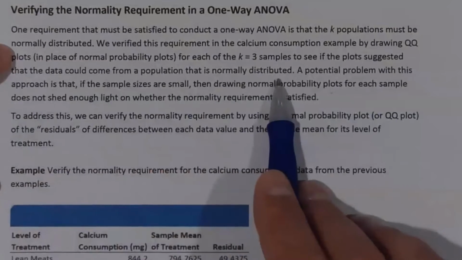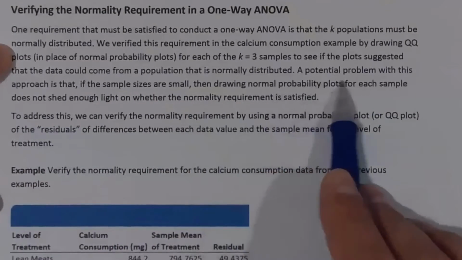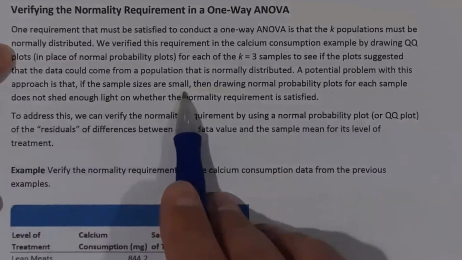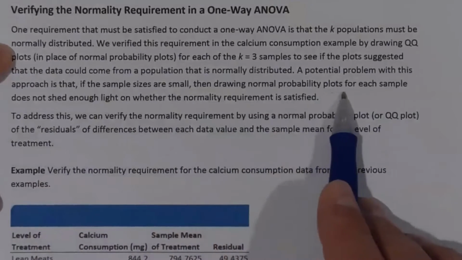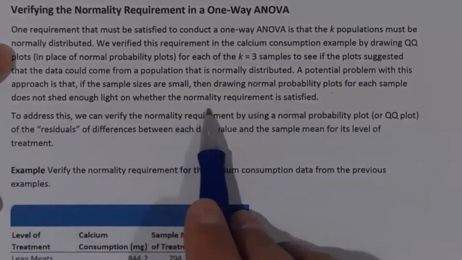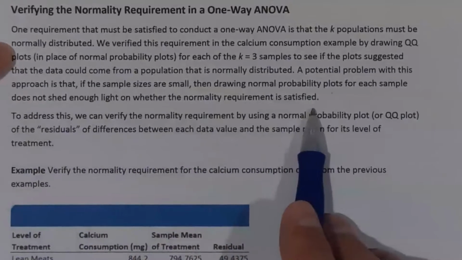population that's normally distributed. A potential problem with this approach is that if the sample sizes are small, then drawing normal probability plots for each sample does not shed enough light on whether the normality requirement is satisfied.